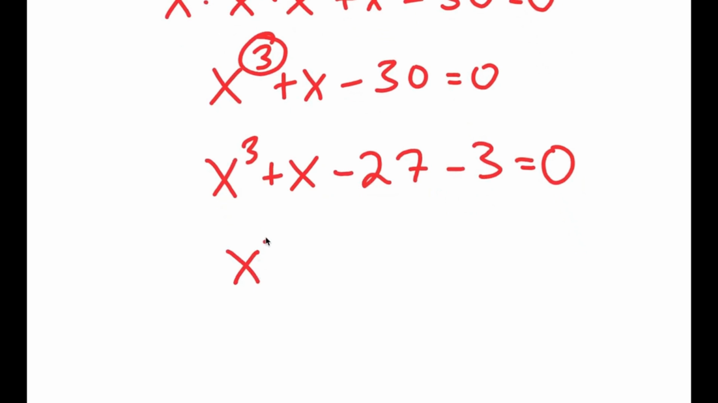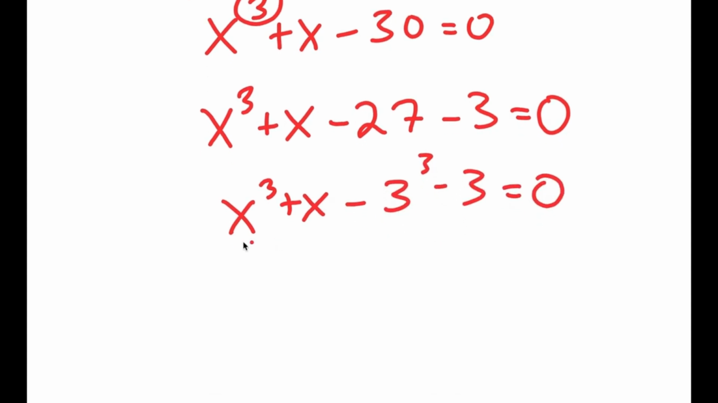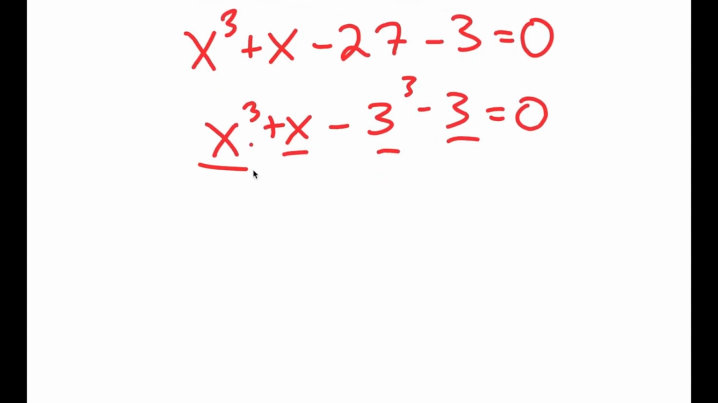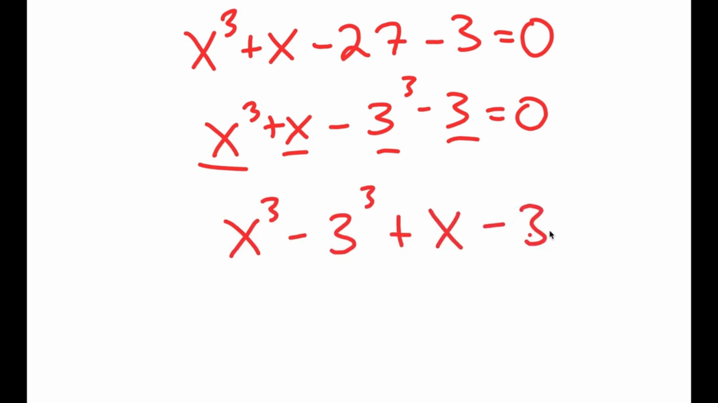And the reason I did this is because 27 is the same thing as 3 to the power of 3. And notice how we have something to the power of 3 plus that same number and another something to the power of 3 minus that same number. So now I'm going to group the two powers of 3's. So I get x to the power of 3 minus 3 to the power of 3 plus, I'm going to group the powers of 1, so plus x minus 3.